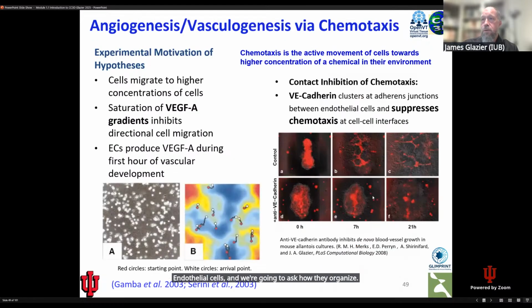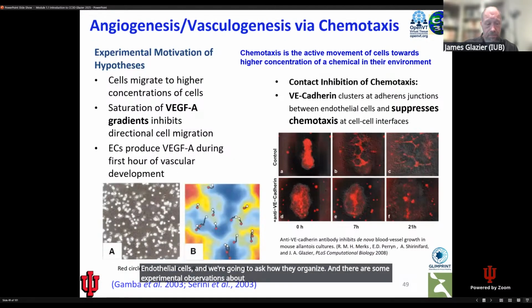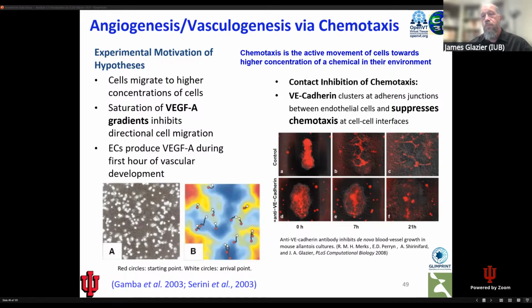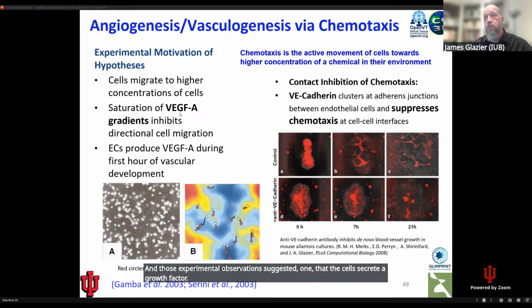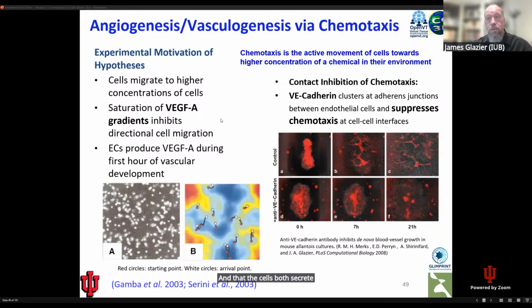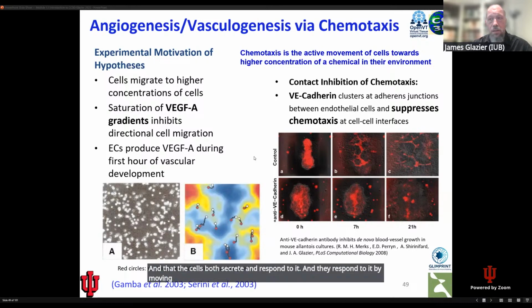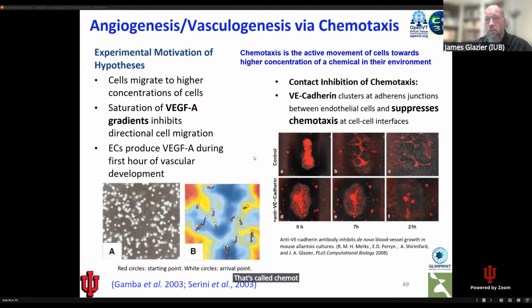And there are some experimental observations about this. And those experimental observations suggested, one, that the cells secrete a growth factor, a morphogen called vascular endothelial growth factor A, VEGF-A, and that the cells both secrete and respond to it. And they respond to it by moving up gradients of vascular endothelial growth factor A, VEGF-A. That's called chemotaxis. And so this is an autocrine or paracrine chemotaxis.